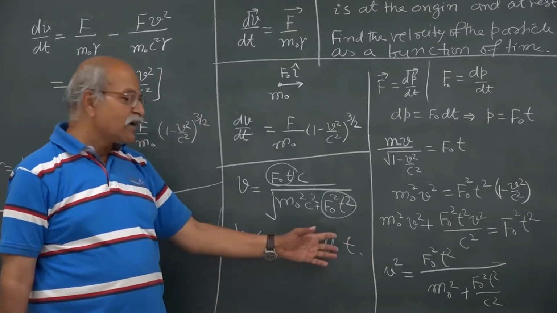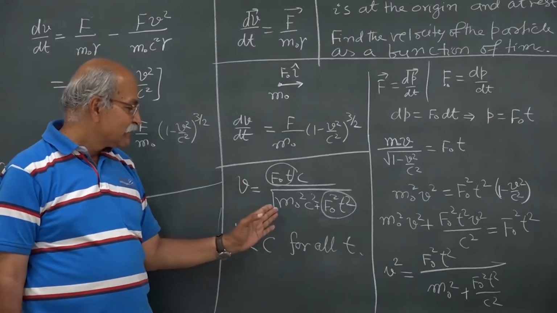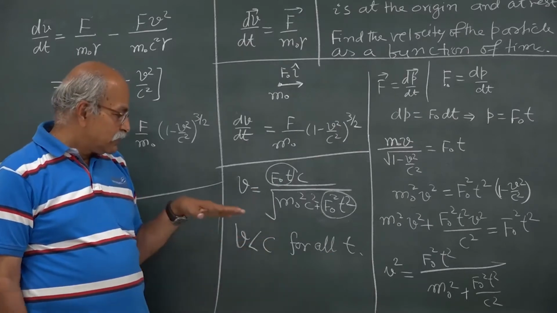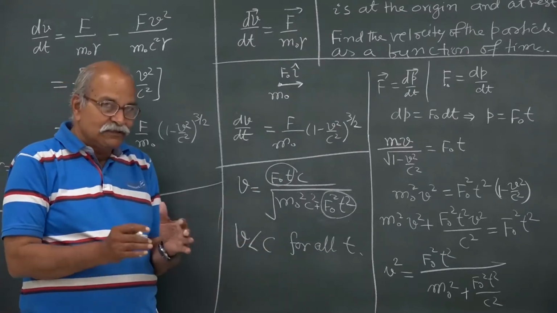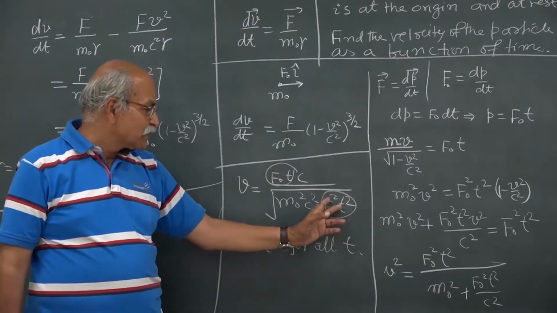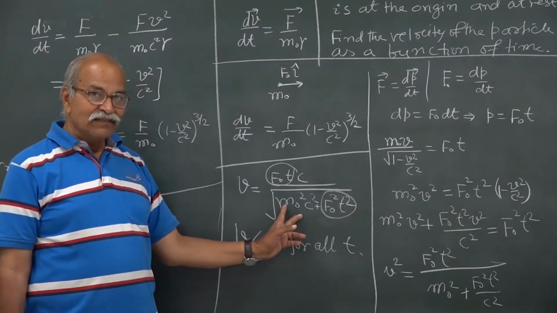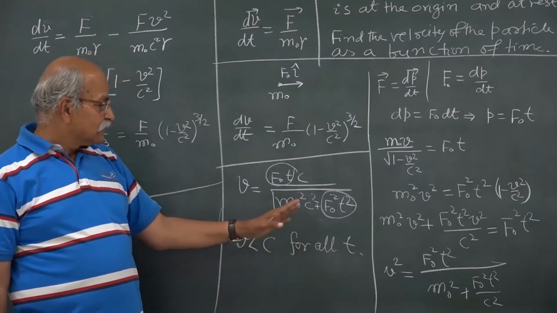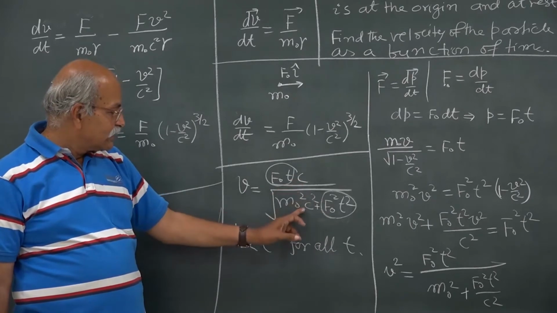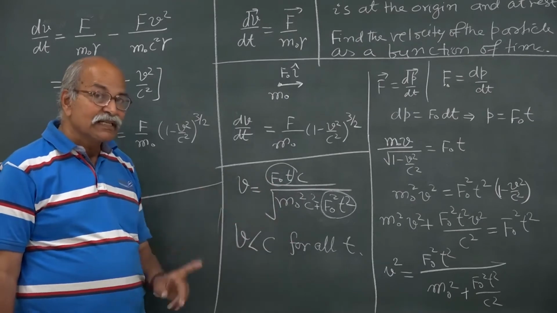No matter how long you apply the force, the velocity will remain less than c. And if velocities are small, that means only for a small time you have applied force, then F naught square t square is small compared to m naught square c square. In that case, if you can neglect this, then the c will cancel, and this will be F naught t by m naught, which is the classical result.